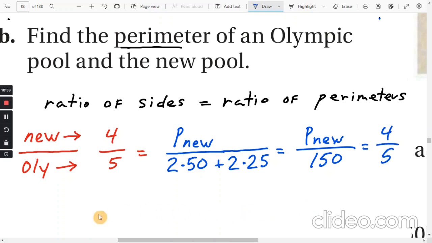So all you have to do is cross multiply. Okay, top times bottom. I'm going to do P times 5. So perimeter of the new pool times 5. And that's going to equal bottom times top, 150 times 4.